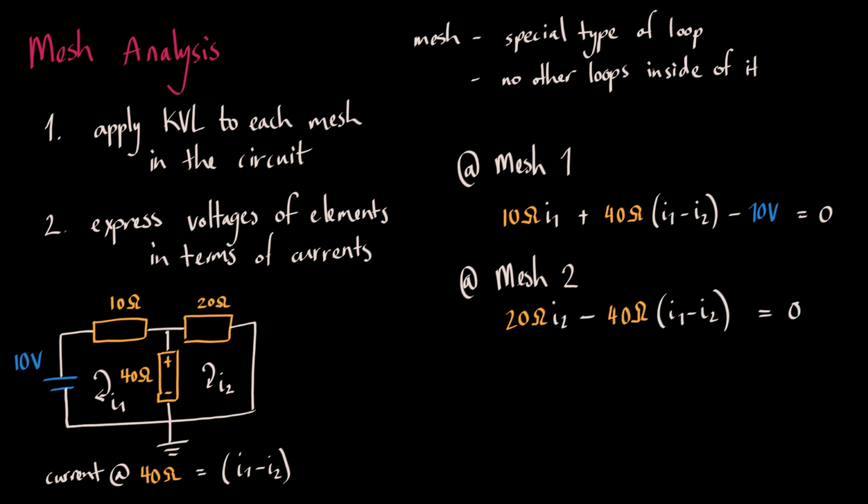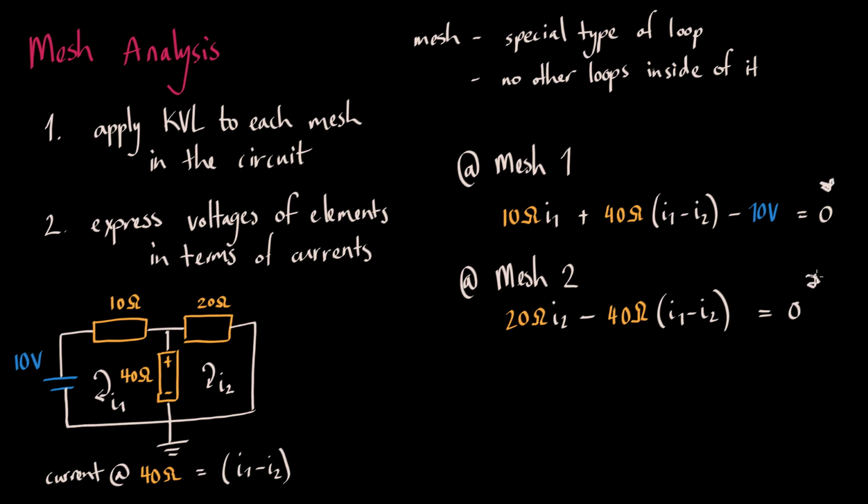Note that in mesh 1, the 10 volt drop across the source is written as a negative. This is because we have set our mesh direction to be clockwise. Therefore, our drops across the 10 ohm and 40 ohm resistors have been positive. Continuing around in this same direction, you can see that a voltage drop from ground at 0 volts to a positive 10 volts will be written as negative 10 volts.